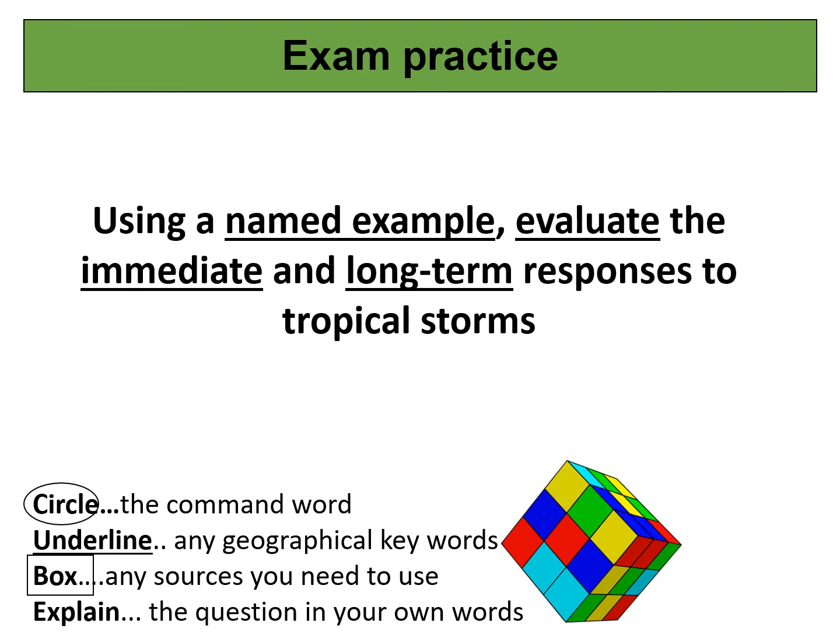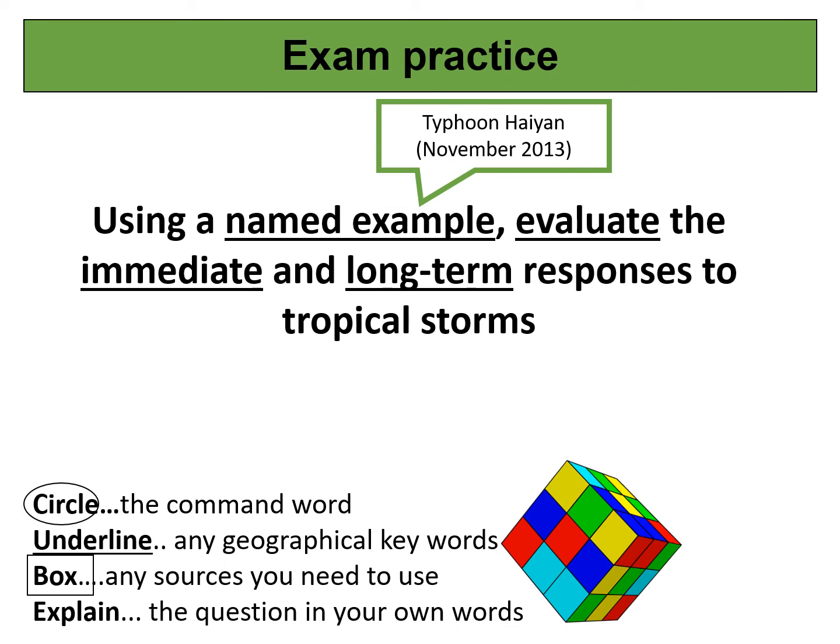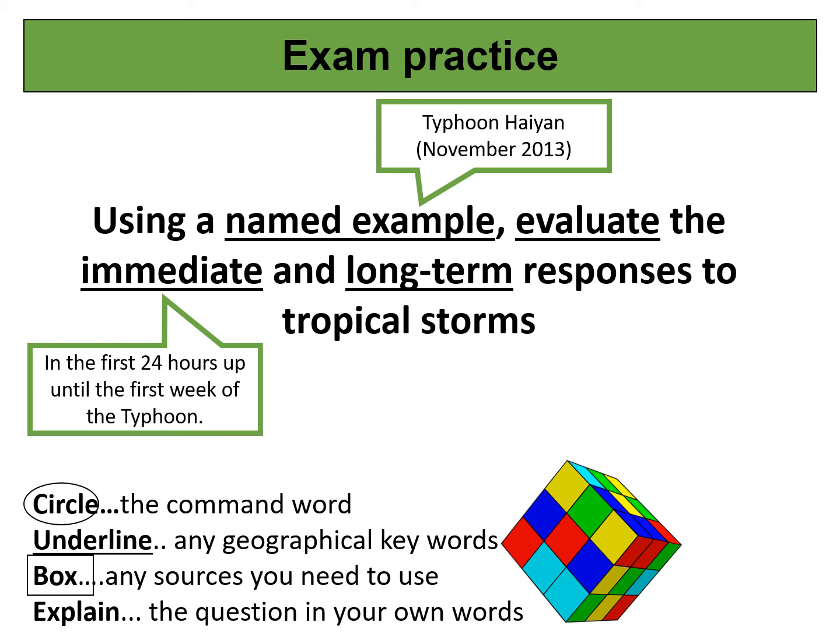Okay, then what I would like you to do is have a go at this exam question. Using a named example, evaluate the immediate and long-term responses to tropical storms. So our named example would be Typhoon Haiyan, which happened in 2013. When we're talking about the immediate responses, we're talking about the first 24 hours. So we'd refer to emergency evacuation centres, and also we would refer to emergency aid.